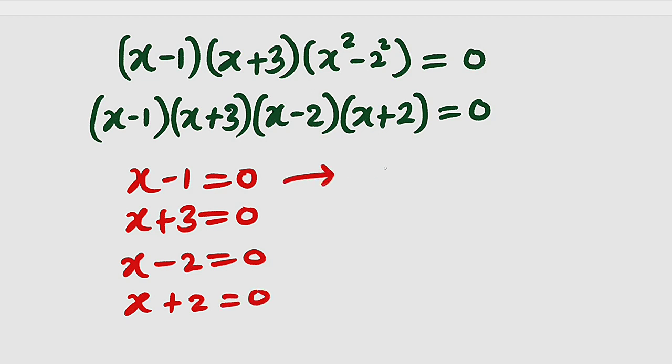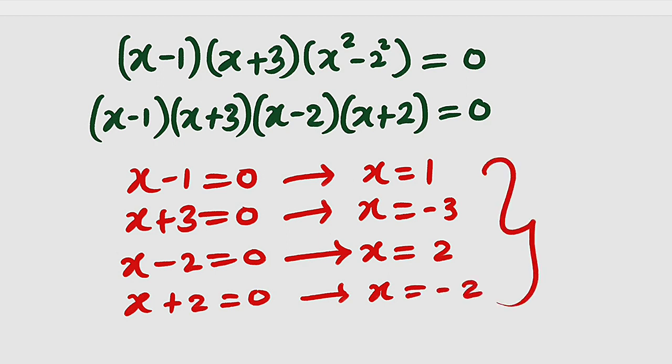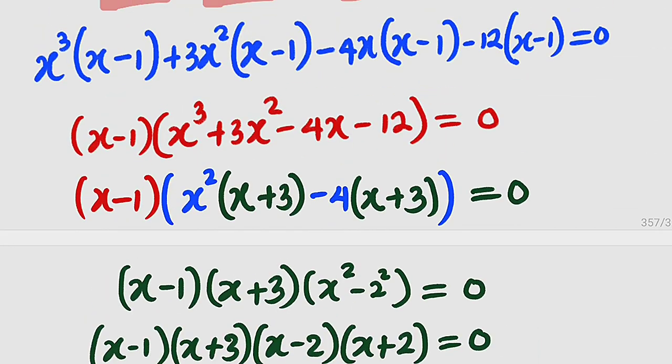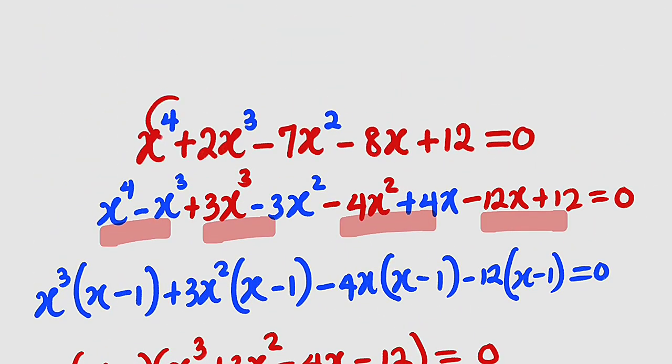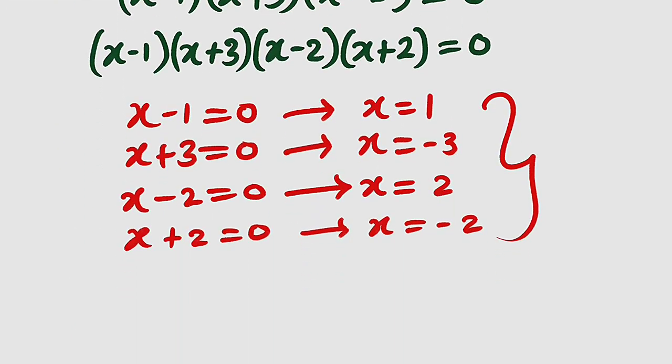From here, this implies that what? X equal to 1. This one we have x equal to 3, negative 3, sorry, because we have positive 3 to the left. Once it crosses over, it becomes negative. We have what? X equal to 2, and lastly x equals negative 2. And hence we have 4 solutions, and definitely we have to get 4 solutions because we are dealing with a polynomial with degree 4. So we expect 4 solutions. So these are the solutions to this problem.